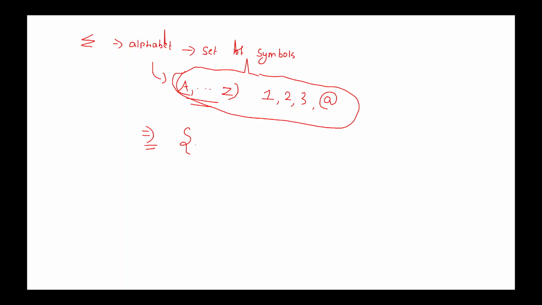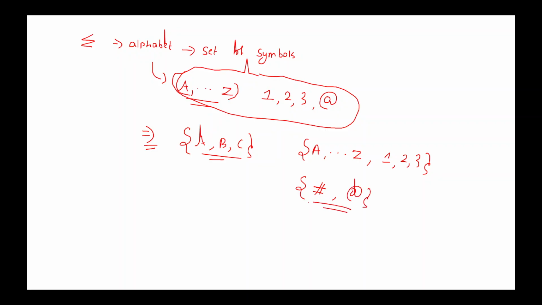Suppose if I have a set A, B and C, this is an alphabet. If I have a set consisting of A to Z and 1, 2, 3, this is an alphabet. And if I have a set of symbols, this is an alphabet. That is what an alphabet is. An alphabet is a set of symbols. That's what you need to remember. So I hope you got it.